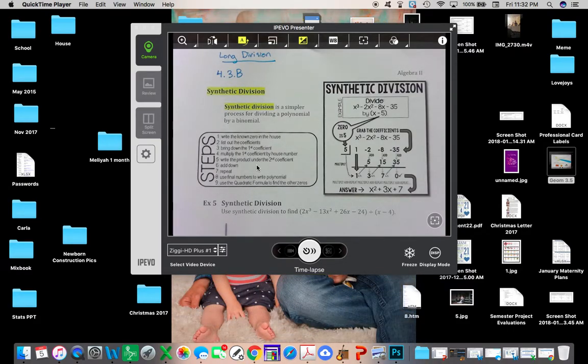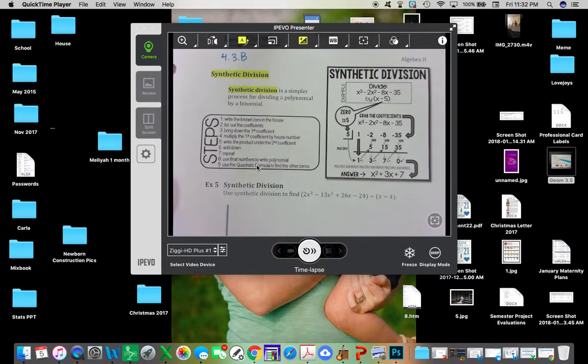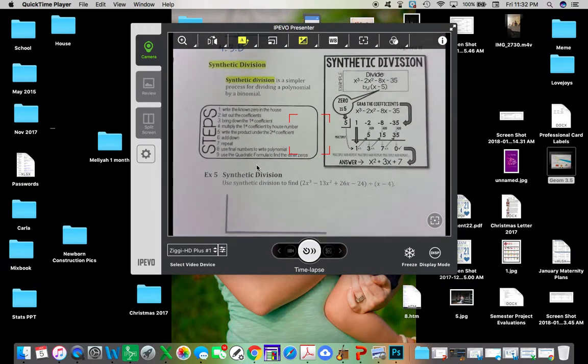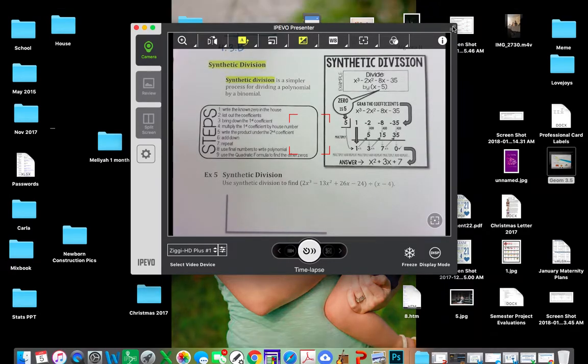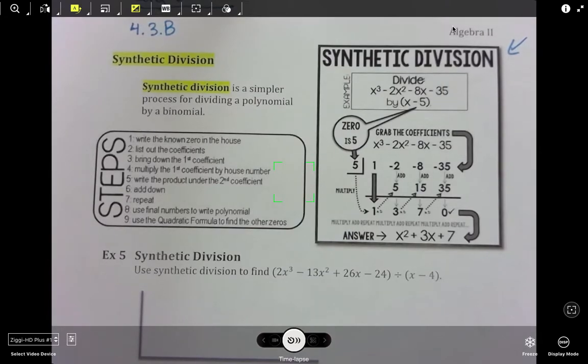There is a reason why they introduce long division before synthetic division, but I'll get to that here in just a minute. But don't give up. There's still hope for you with synthetic division. Okay, I'm going to go through this diagram over here that talks about how to do synthetic division. It looks complicated, but it's really fairly easy.